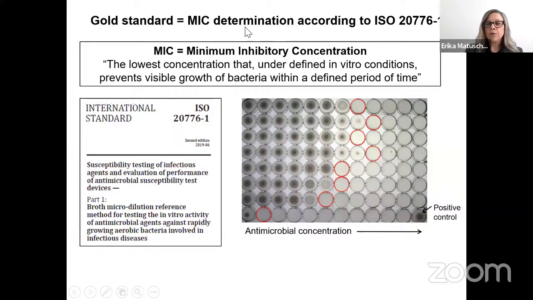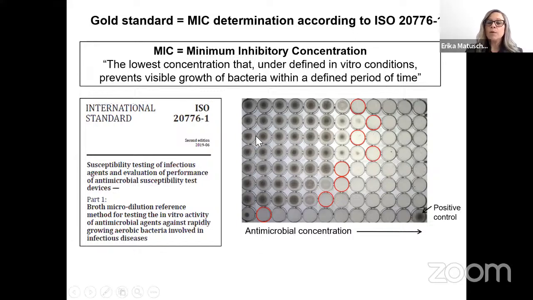So MIC determination, according to the ISO standard with broth microdilution, is our gold standard for all other AST methods. So all other AST methods, including the disk diffusion method, have to be calibrated to reference broth microdilution. The MIC value is defined in the ISO standard like this: the lowest concentration that under defined in vitro conditions prevents visible growth of bacteria within a defined period of time. So you can see in that definition that it's very clear that it's standardized, with defined in vitro conditions and a defined period of time.